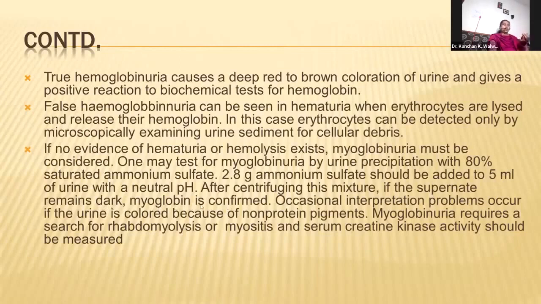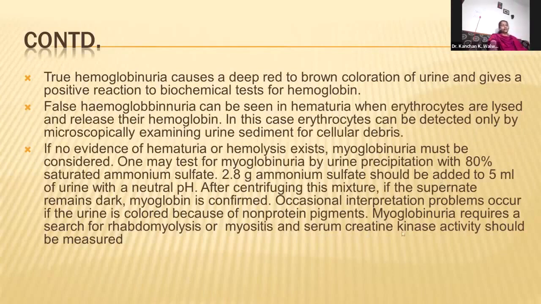You can also do this test: take the saturated solution of ammonium sulfate, take a filter paper, put a few drops of urine, and then add the ammonium sulfate. In case of hemoglobinuria, you will find a small spot of dark red color at the center, and the periphery will be yellowish. But in case of myoglobin, the whole thing will be reddish in color.